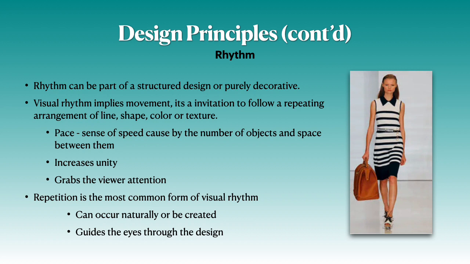So, repetition is the most common form of visual rhythm, and repetition can occur naturally or it can be created. Repetition guides the eye through the design. So, an example of repetition would be like collars, pockets, pants legs. Repetition also can be created by repeating a motif at least once.